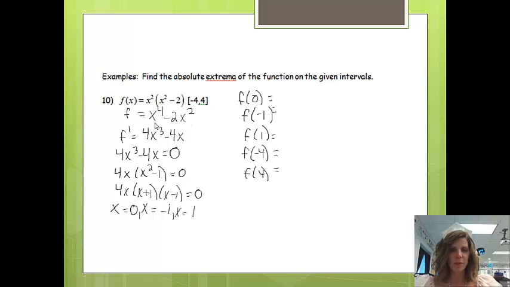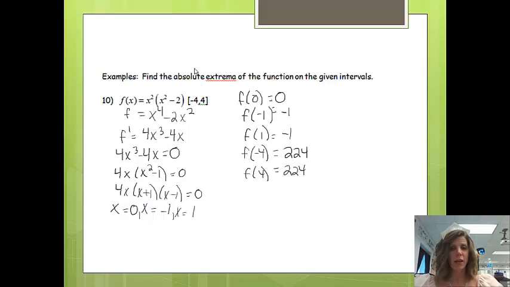So if I plug 0 in here, I will get 0. If I plug -1 in here, I'll end up getting 1 minus 2, which would be -1. If I plug 1 in, I'll end up getting 1 minus 2, which is again -1. If I plug -4 into my calculator for my x value, I'm going to get a value of 224. And then if I plug 4 in for my x value, I also will get a value of 224.